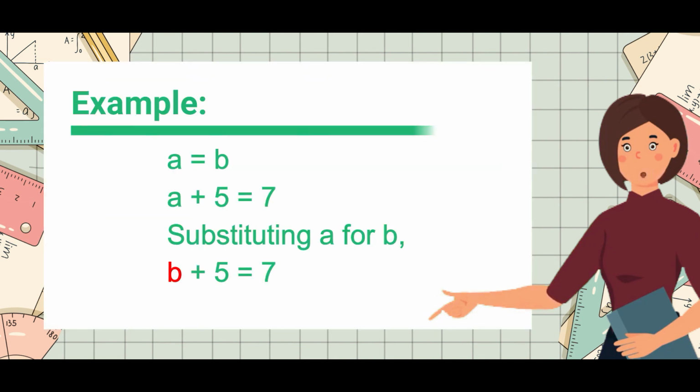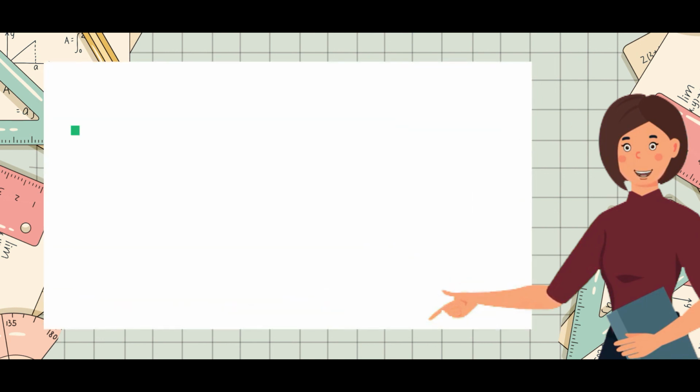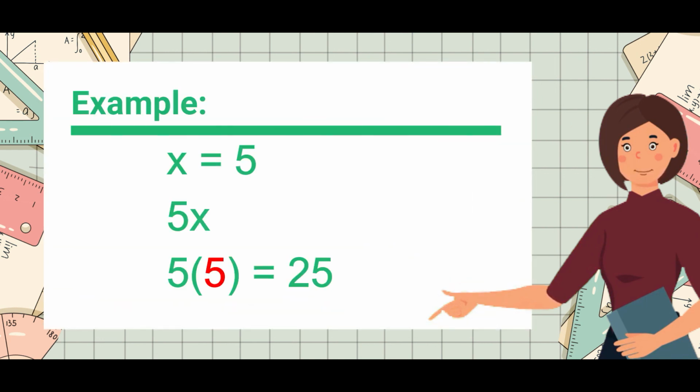Now we have here the first example. Let A equals B. Now we have the equation A plus 5 equals 7. Substituting B for A, we will have B plus 5 equals 7. Another example for the substitution property of equality: we let x equals 5. So we have here the monomial 5x. Now, substituting 5 for x, we will have 5 times 5 equals 25.